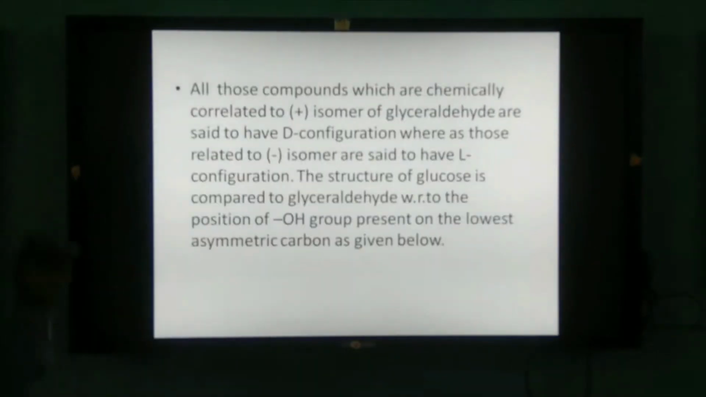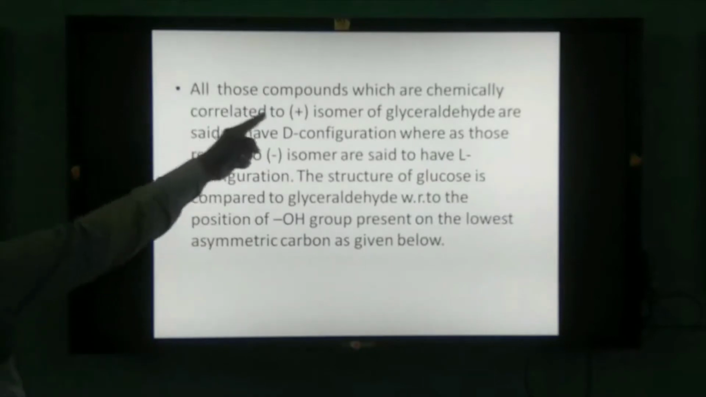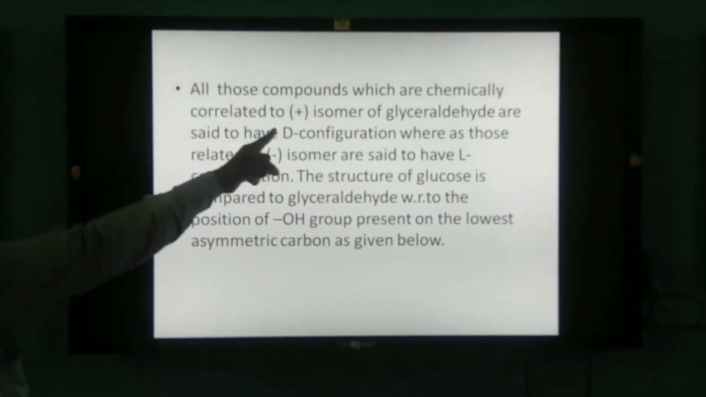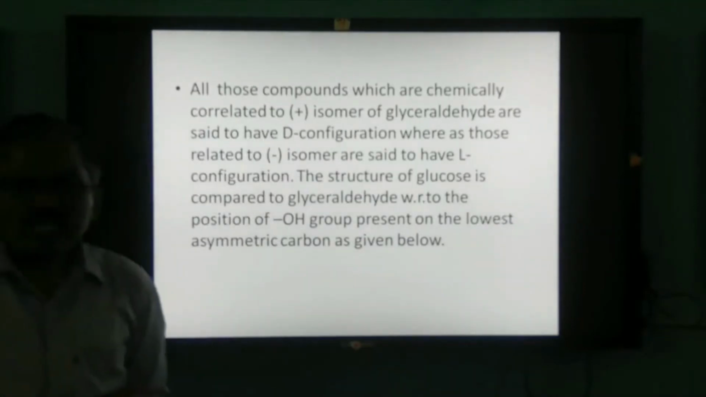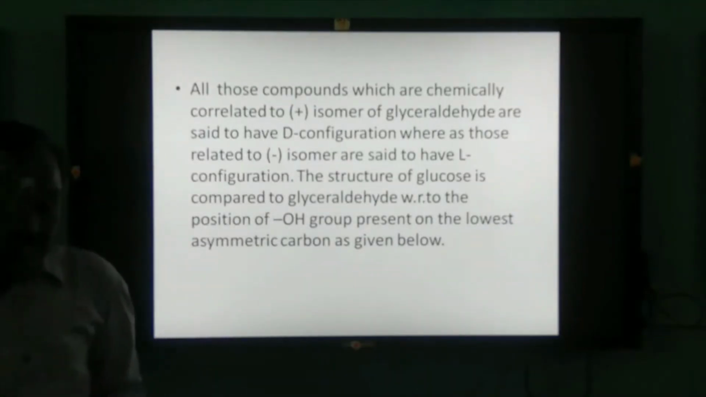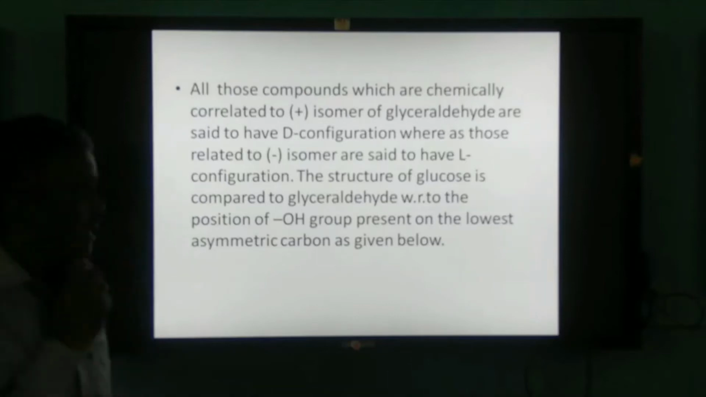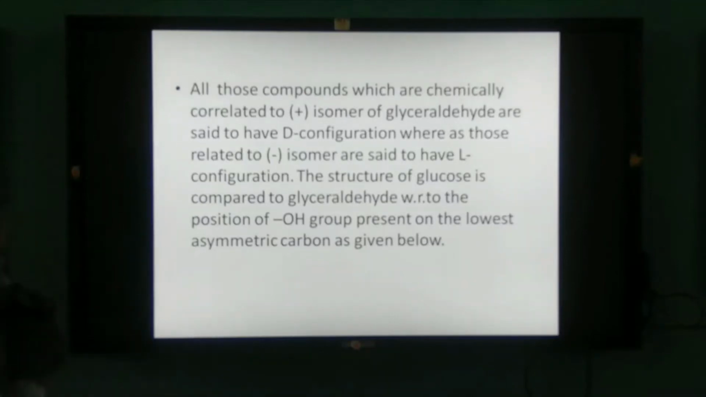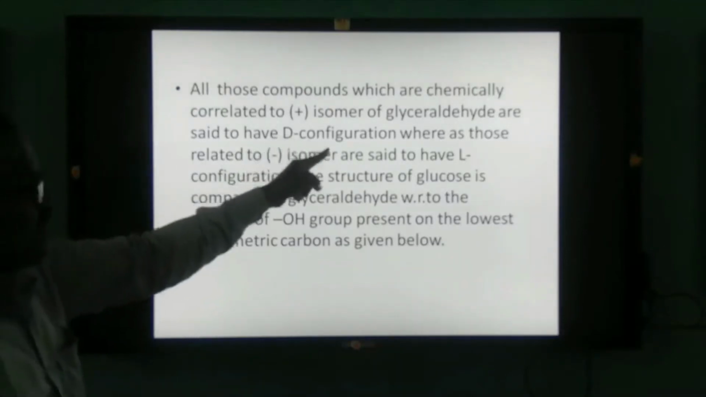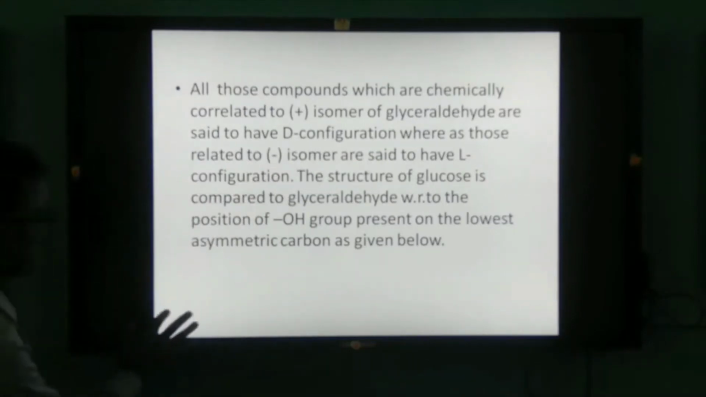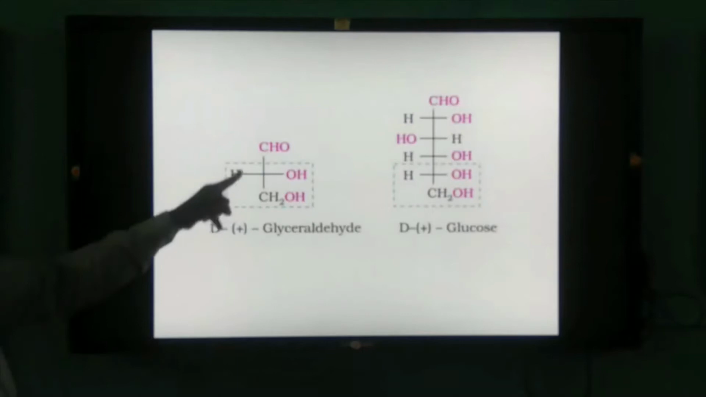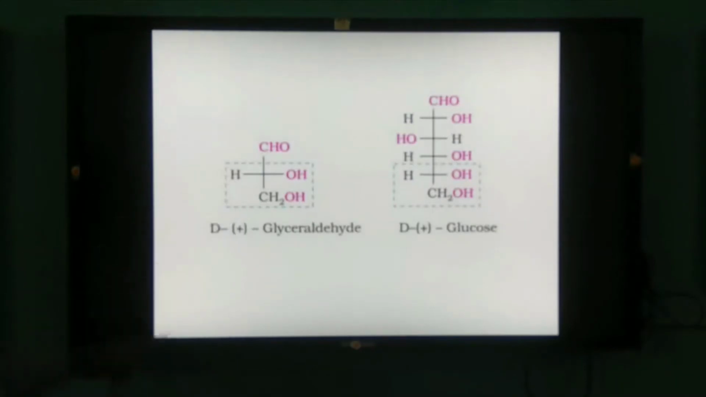Now, with respect to this, we take glucose as D or L. All those compounds which are chemically correlated to the plus isomer of glyceraldehyde are said to have D configuration, capital D. So once again, you see, here is D plus glyceraldehyde.